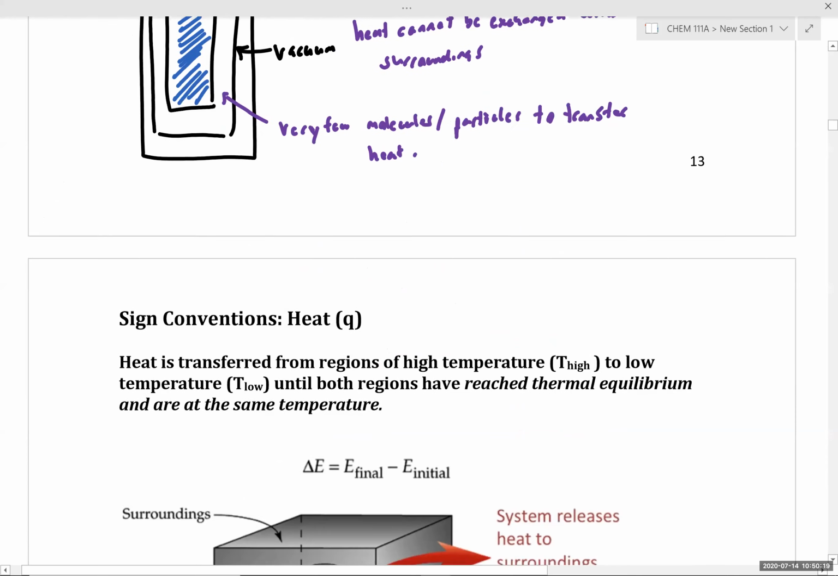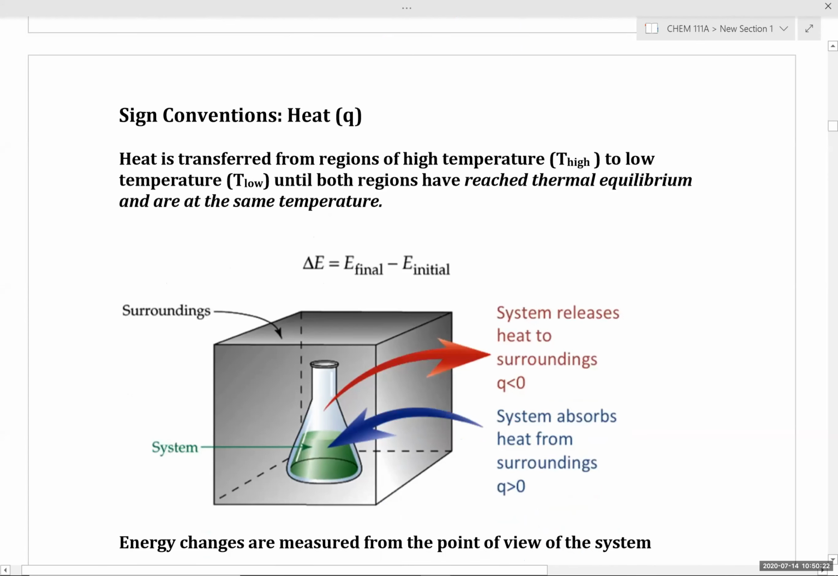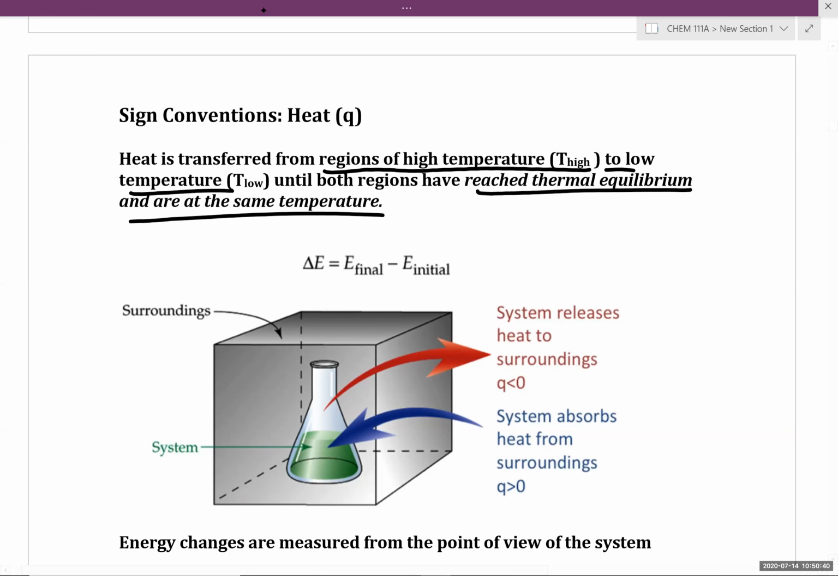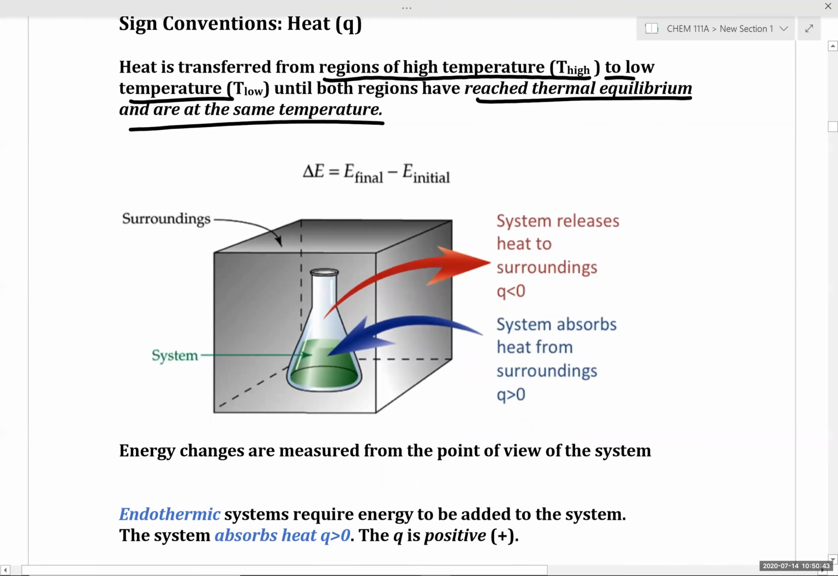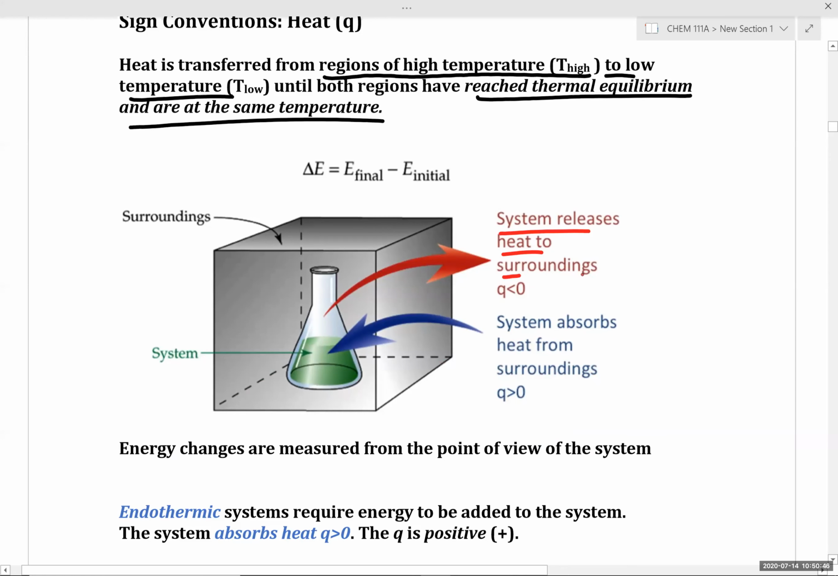Okay, so let's look at some sign conventions for heat. How do we assign the sign of heat? Heat is transferred from regions of high temperature to low temperature until both regions have reached thermal equilibrium and are at the same temperature. In terms of our sign conventions, if our system releases heat to the surroundings, then Q is less than 0. So Q is negative if we are releasing heat.